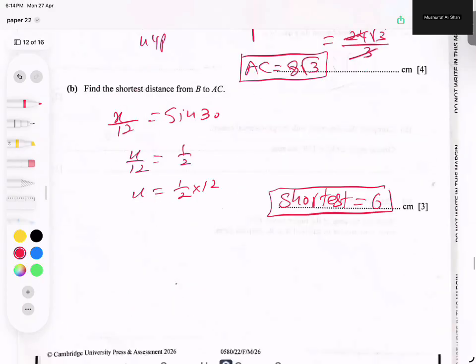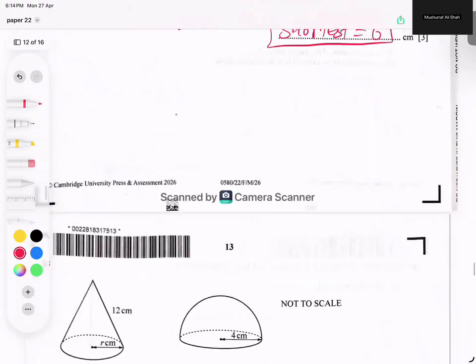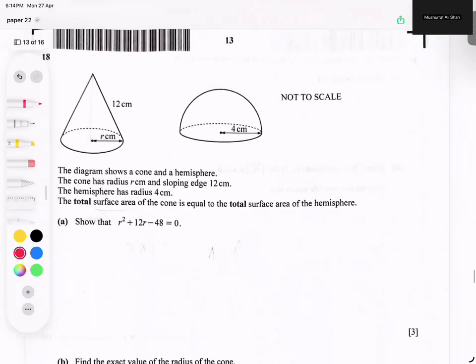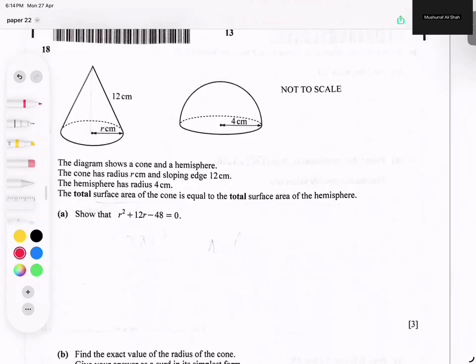And question number next, student, we have number 18. Question number 18 is saying the diagram shows a cone and hemisphere, and we have been given the slant height. He is asking that the total surface area of the cone is equal to the total surface area of the hemisphere. It means, he said, the total surface area. It means one more thing is given here.